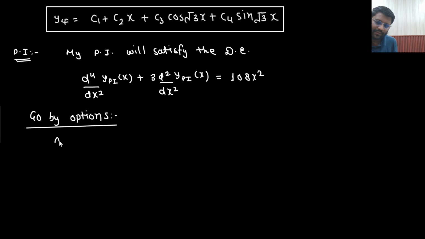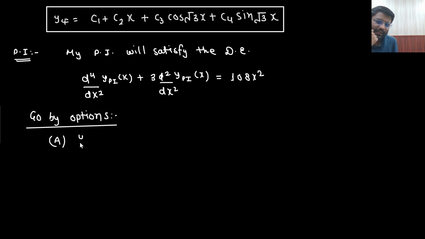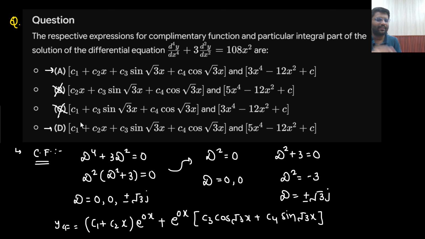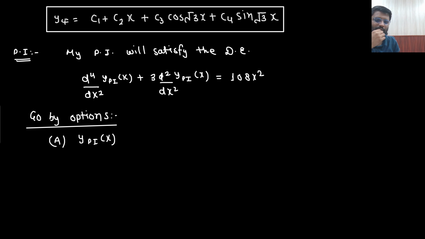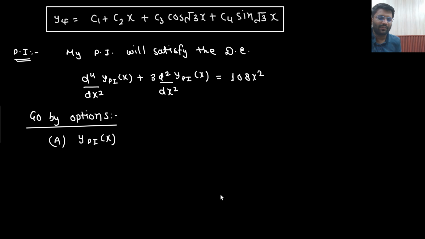Option A, 3x to the power 4. That means I will assume this. Why am I going by options? Because I know that B and C I have cut. So possible answers are A or D. Say yes or no, right? Two possible answers I am left with. So I am going with option A. So what is my y? 3x to the power 4 minus 12x square plus some constant. This is the scenario.